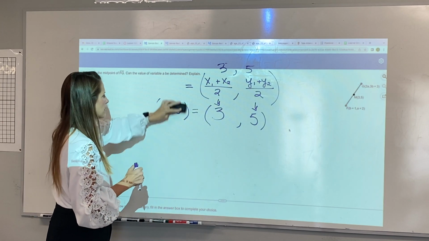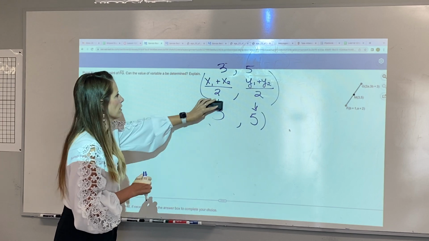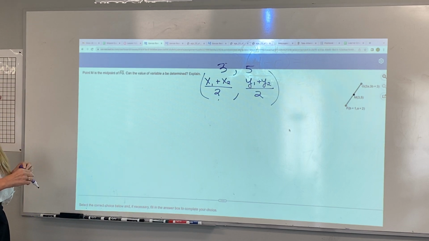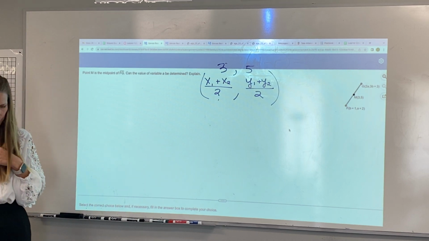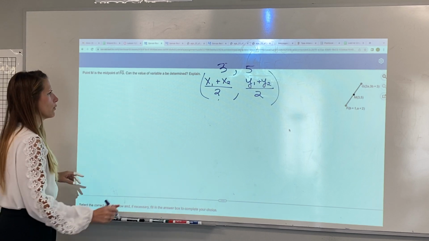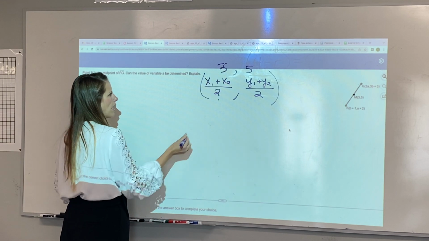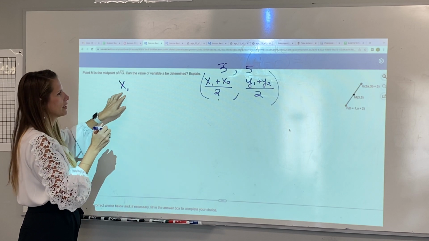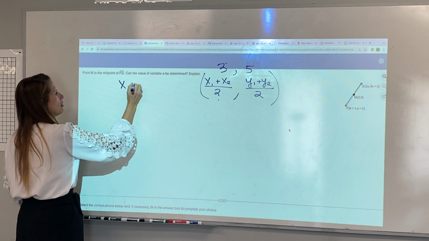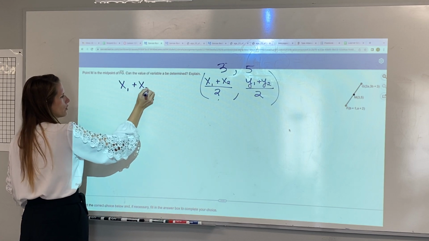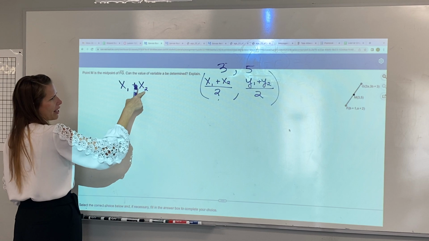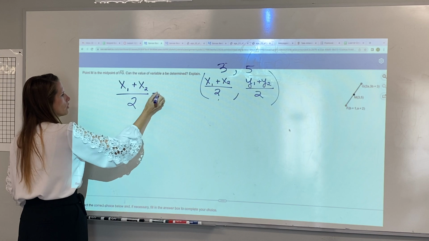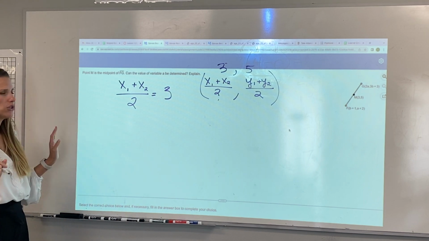I'm going to just erase a little bit so I have more room. Question. Thank you. You're welcome. Okay. So if this whole thing equals 3, I'm going to write that: x1, or the coordinate of the first point's x, plus x2, the second point's x value, over 2 equals 3. Do you agree with that?